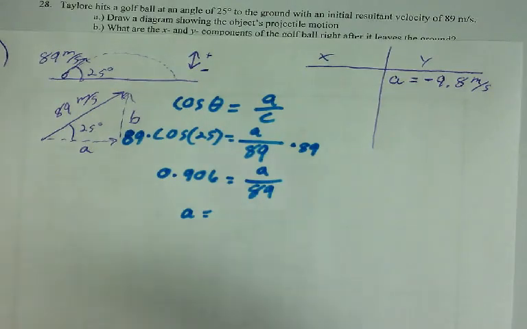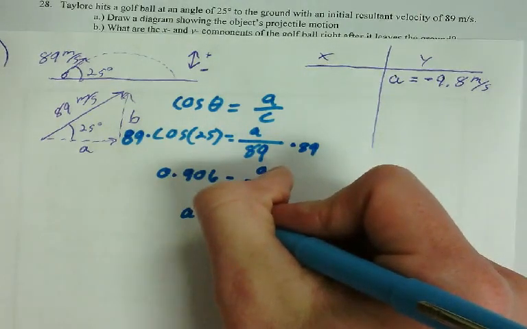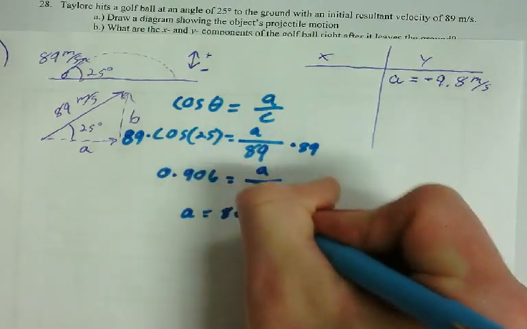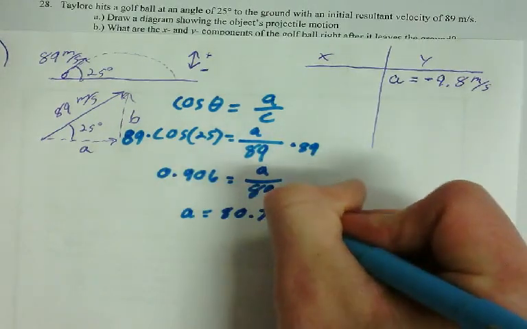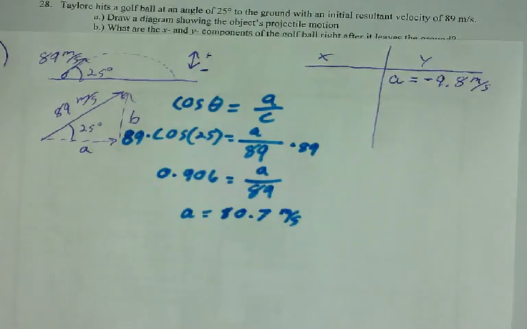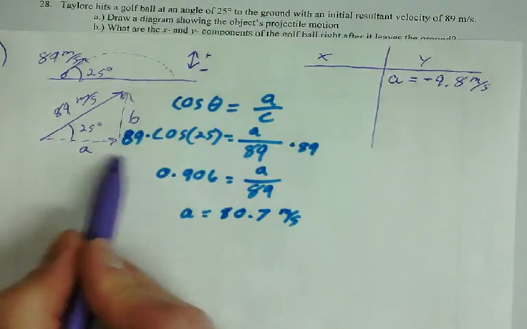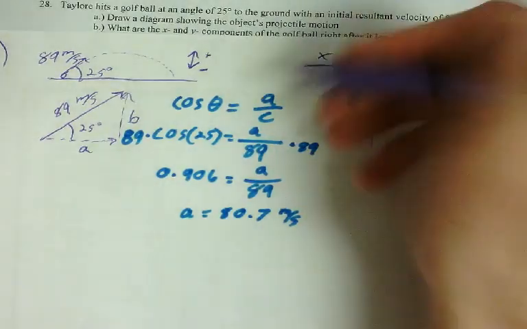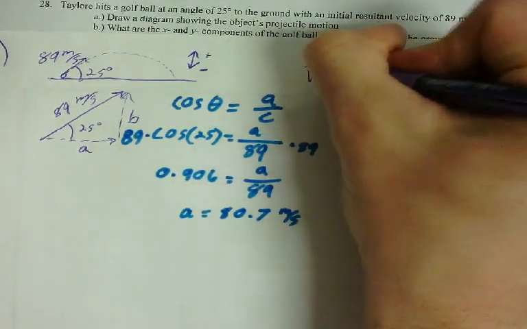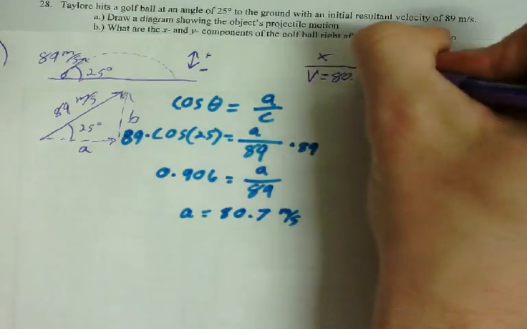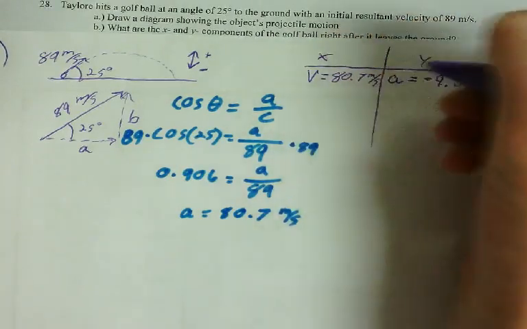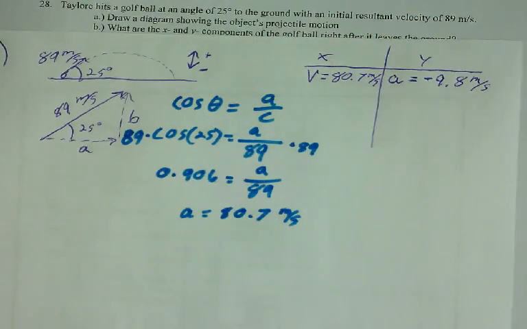All right, so the answer I get is 80.7. So that is my A value, right? I just found that. A is the forward velocity. The forward velocity is V for the x column. So I just found the velocity forward. That puts it in the x column. And I just write V equals 80.7.